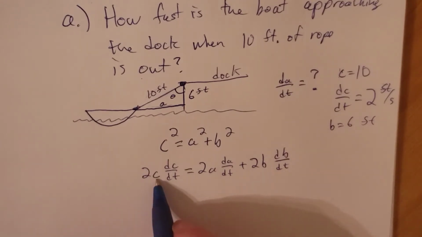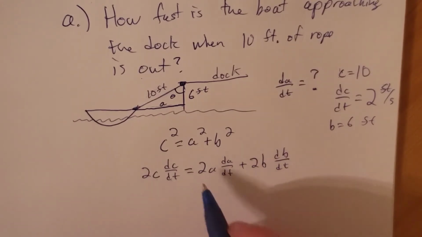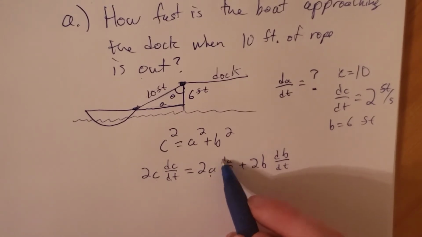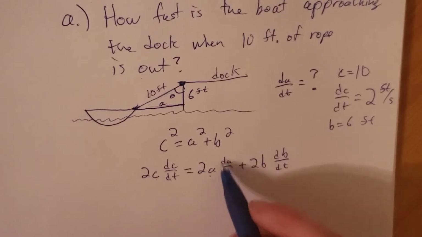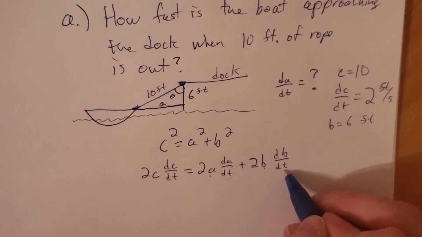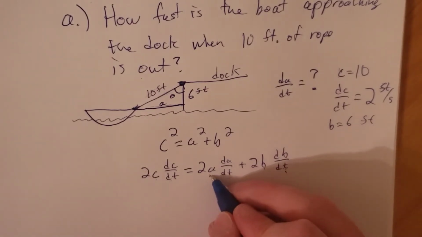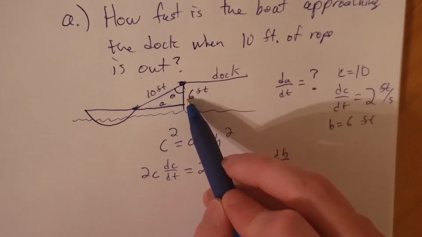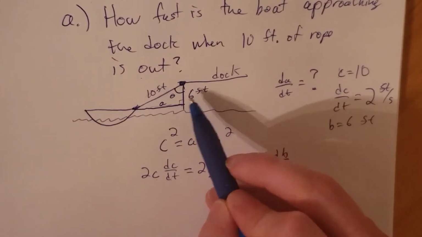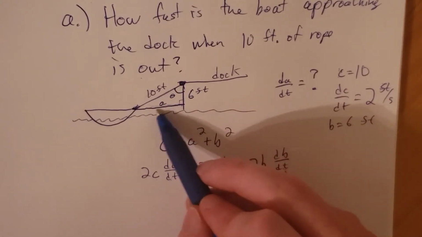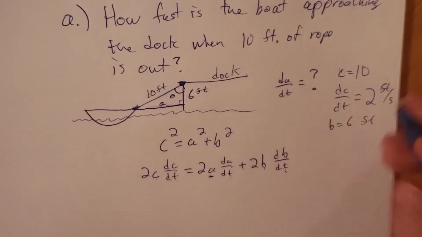All right, we know what c is, we know what dC/dt is. We know what a is, or we can find it, and we are looking for dA/dt. That's what we're trying to solve for. We know what b is, and we also happen to know what dB/dt is. So let's go ahead and think about that. Well, first off, what is A? If our right triangle has a side length of 6 and a hypotenuse of 10, then what is our other leg? Well, we can use the Pythagorean theorem to find out that A is 8.